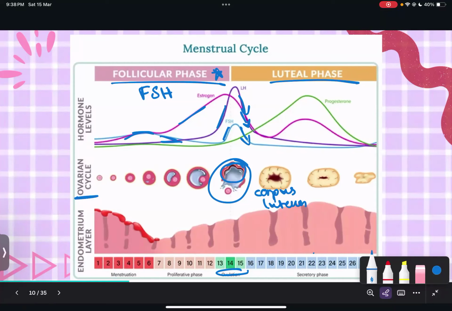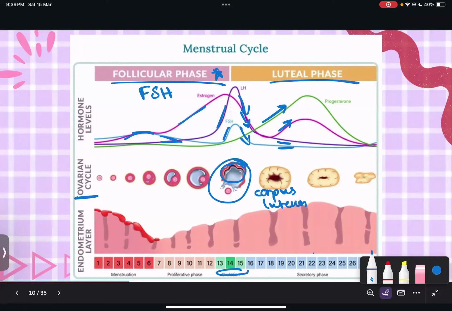The corpus luteum is made of cholesterol, which will turn into or release progesterone. Progesterone being released will increase, and when the progesterone increases, some of it may turn into estrogen, which will increase, as we can see here, but not as much as it was in the follicular phase. What is decreased though is the LH and the FSH. They're decreased because the progesterone inhibits LH and FSH.